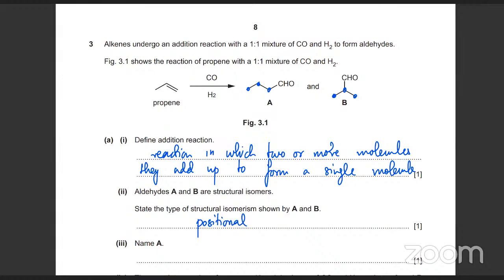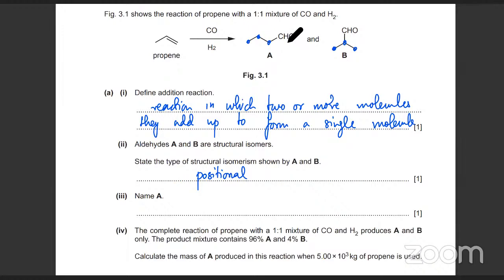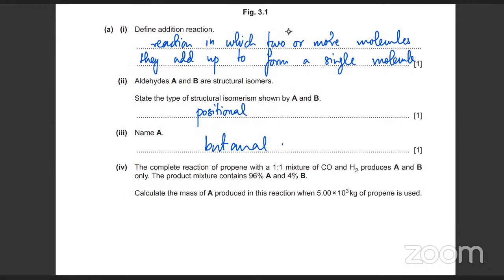Name A. What is the name of A? Propanol. It's 4 carbon atoms. 1, 2, 3. Okay. There's a 4th one as well, so it's butanol. Then you have complete the reaction of propene with a 1,1 mixture of CO and H2. That means what does 1,1 mixture mean? It means that they are probably in the same quantity. It produces A and B only.